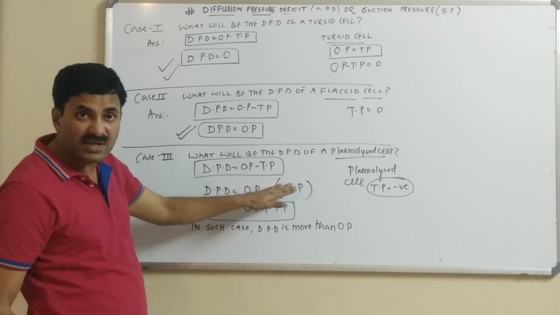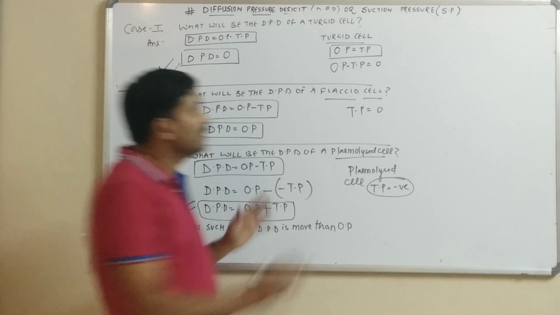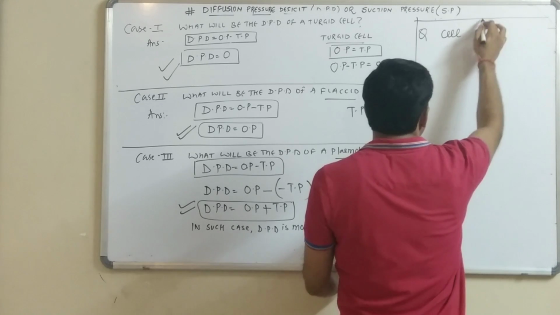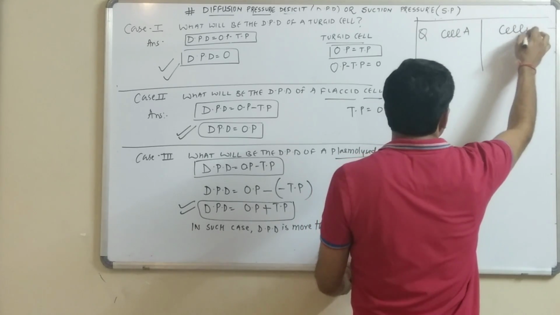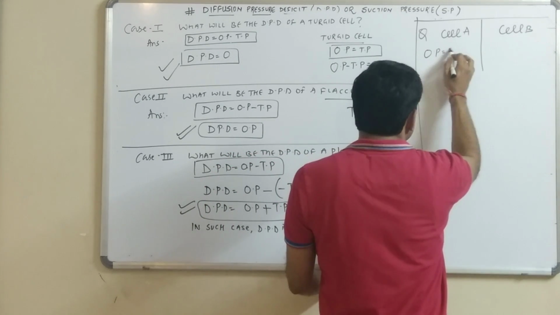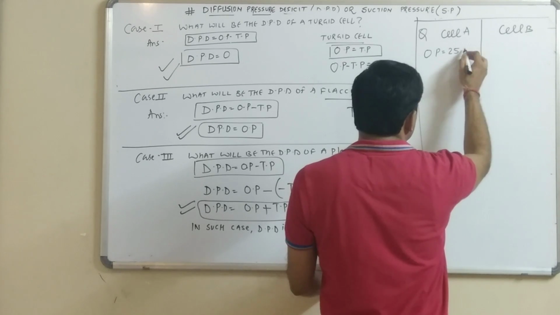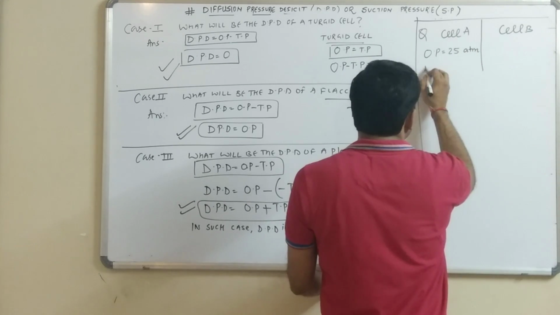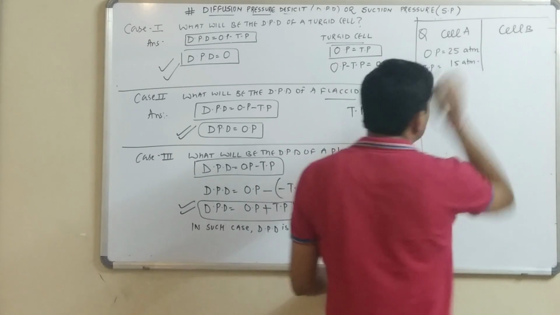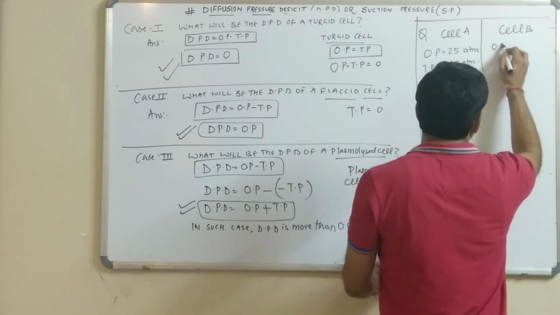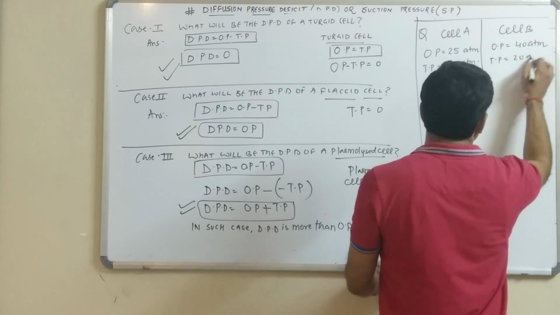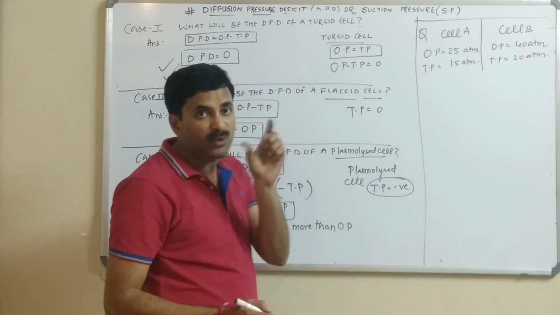Okay, so these are the case studies, and on these case studies questions are asked. Now you must know a question. Say there are two cells. One is cell A, another is cell B. Both are neighboring cells. Now, cell A has OP equal to 25 ATM and TP equal to 15 ATM. And cell B has OP equal to 40 ATM and TP equal to 20 ATM. So these cells are adjoined to each other.